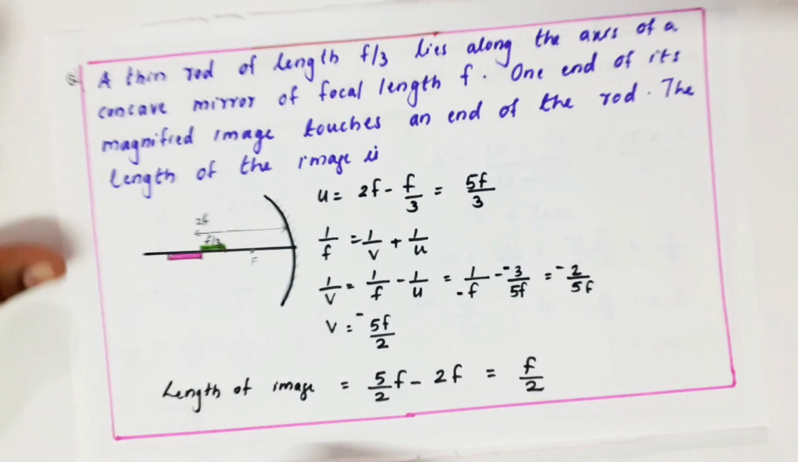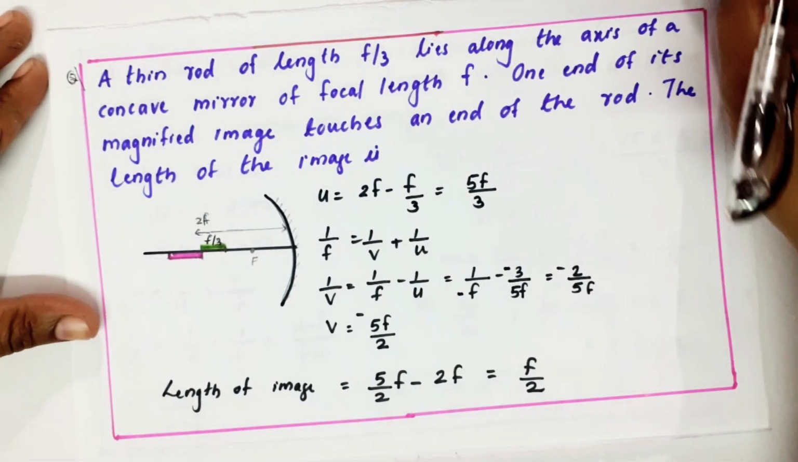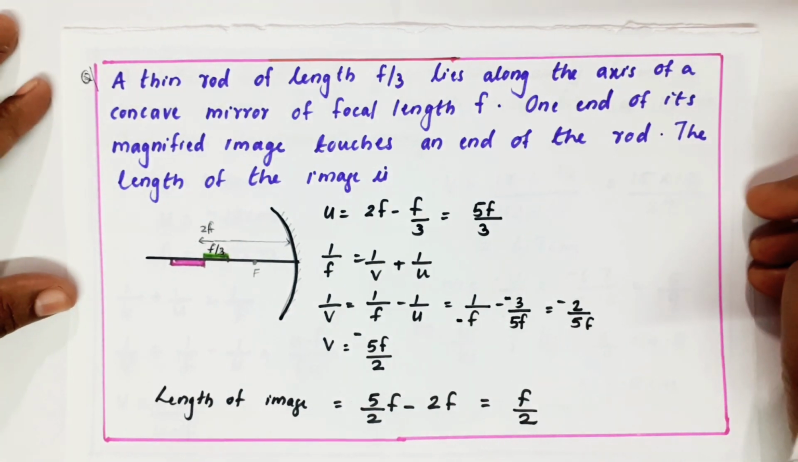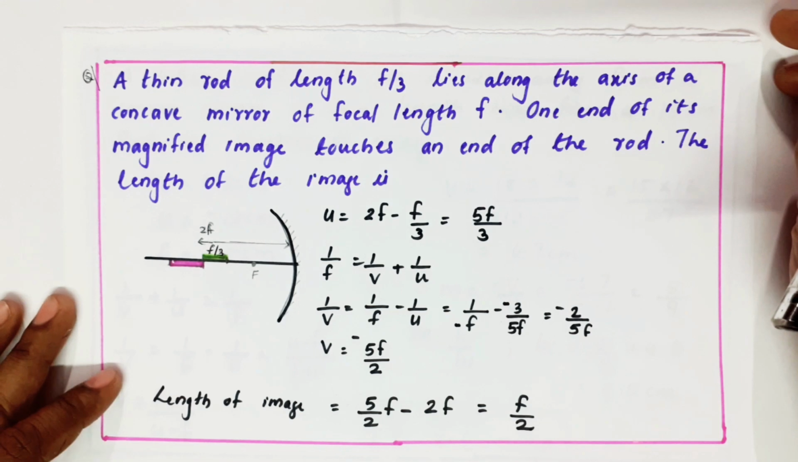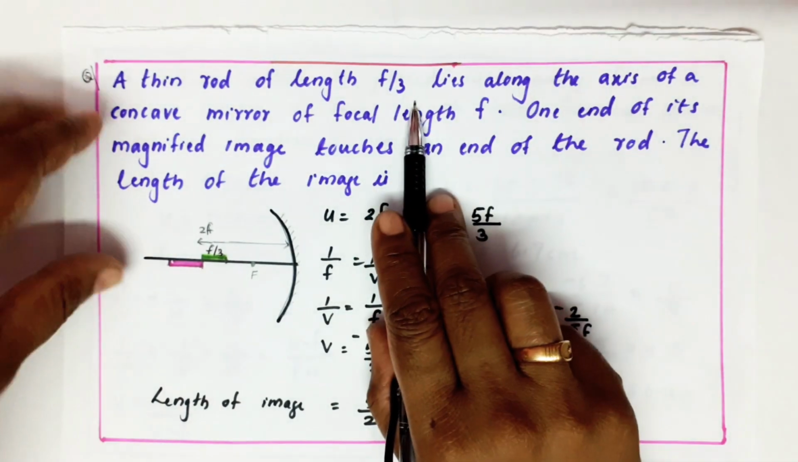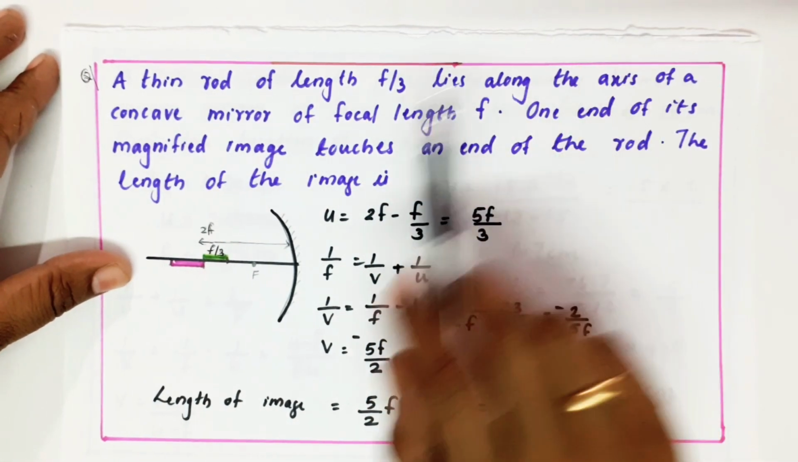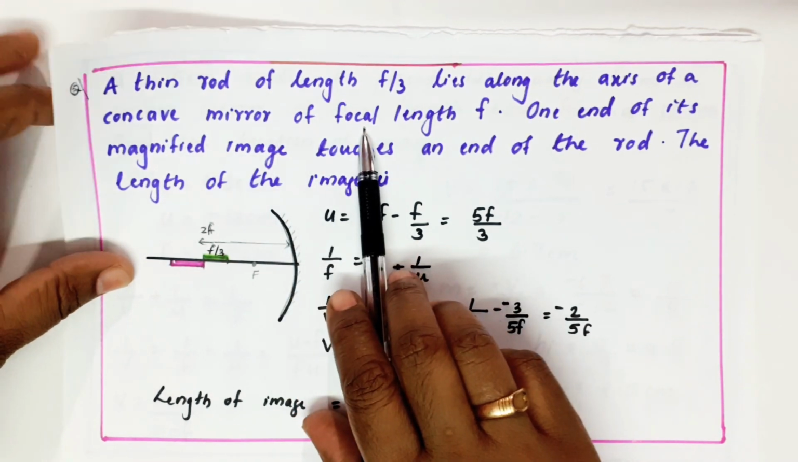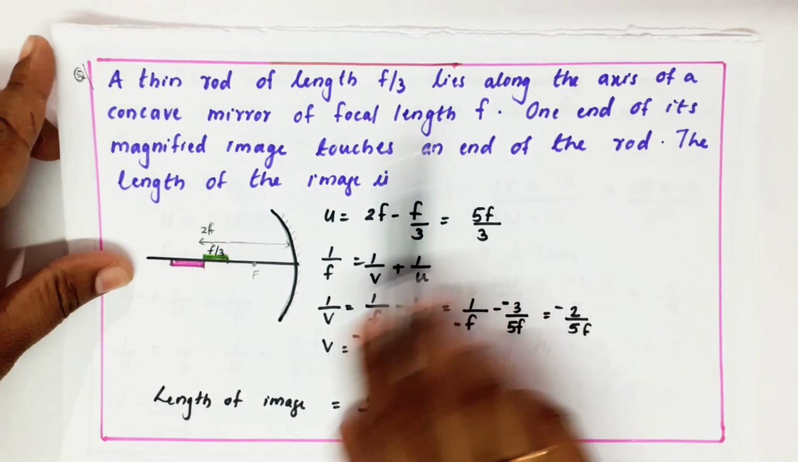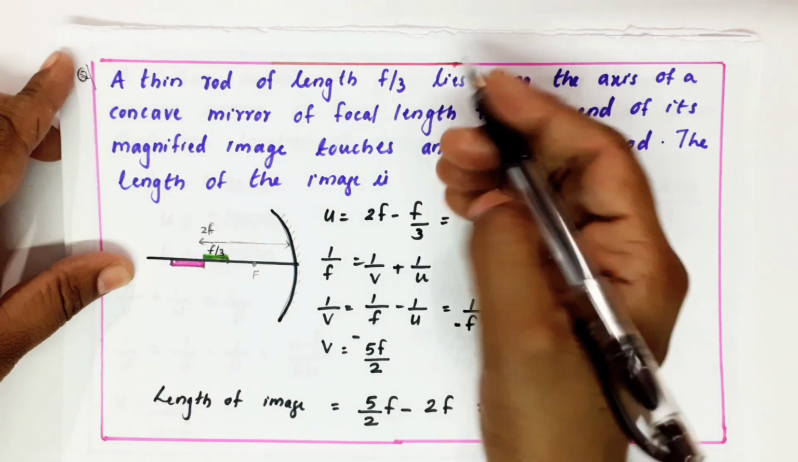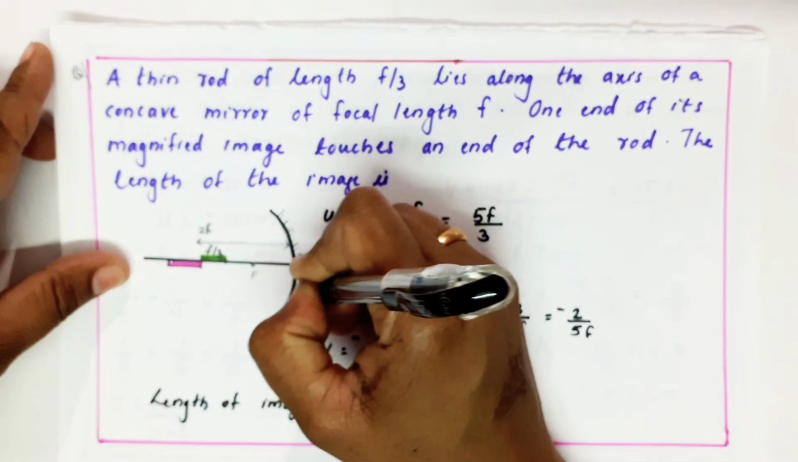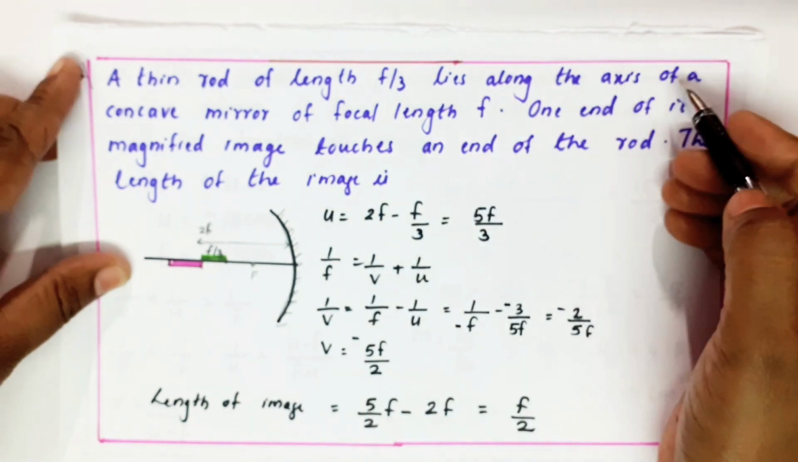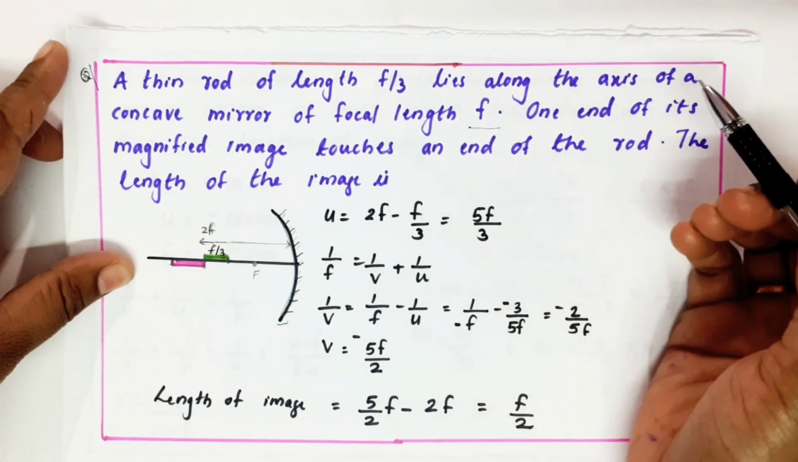The next question is: a thin rod of length f by 3 lies along the axis of a concave mirror of focal length f. This is a concave mirror. So this is what they have given. This is a concave mirror, and the focal length of the concave mirror they have given as f.